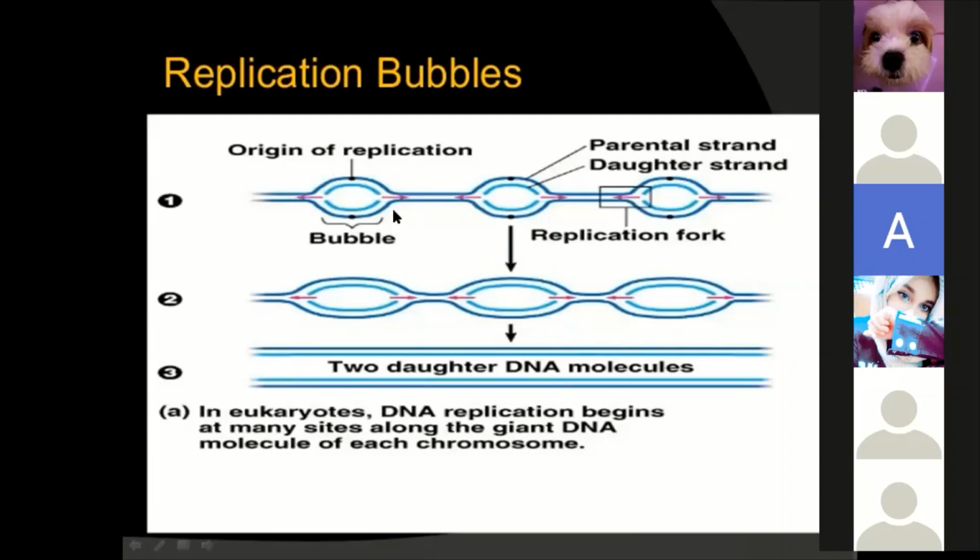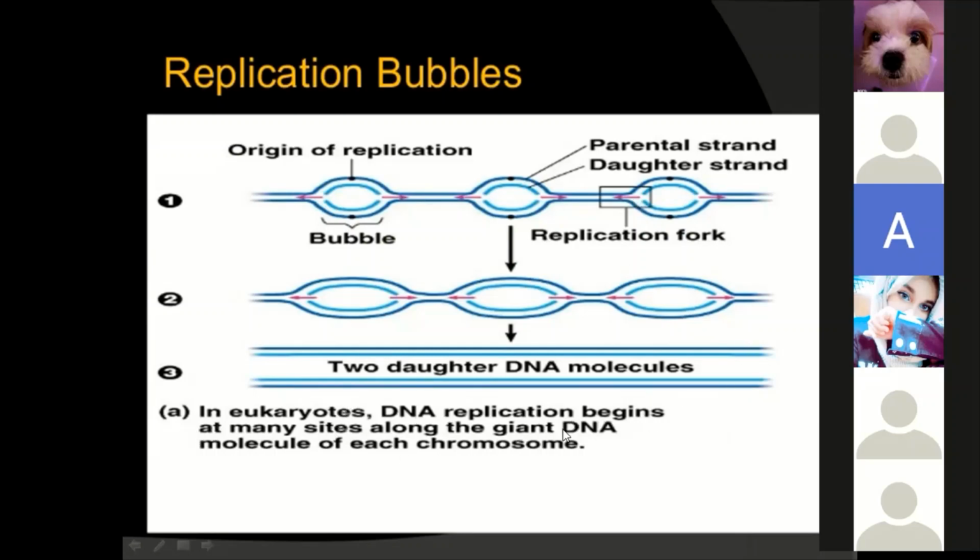So on both sides, DNA synthesis takes place. So there are bubbles, replication bubbles are formed. So many are there, parental strand is there, daughter strand. So these are replication bubbles. So the replication fork is here, two daughter DNA molecules.